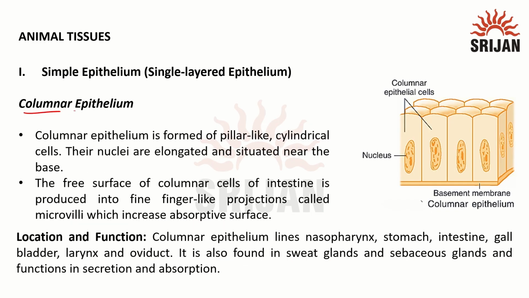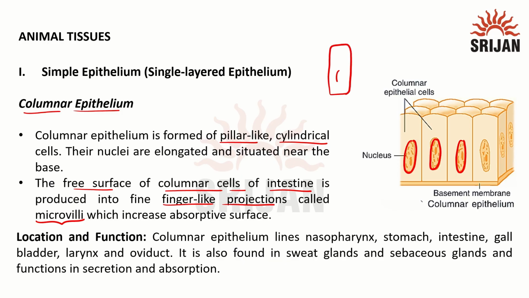Next we have columnar epithelium, which is a pillar-like cylindrical cell where the nucleus is also elongated and it is placed towards the base or towards the basement membrane. So the free surface of the columnar cells of the intestine is produced into fine finger-like projections known as the microvilli. So basically, if this is a normal columnar cell, the modification that we see in the intestine will have a free end having these projections or invaginations. So this helps increase the surface area for absorption.